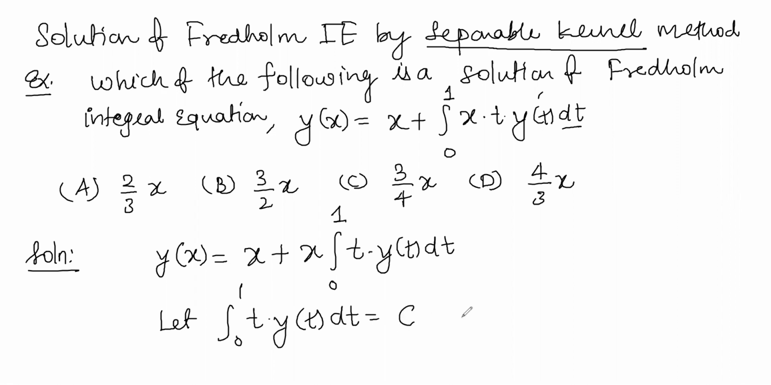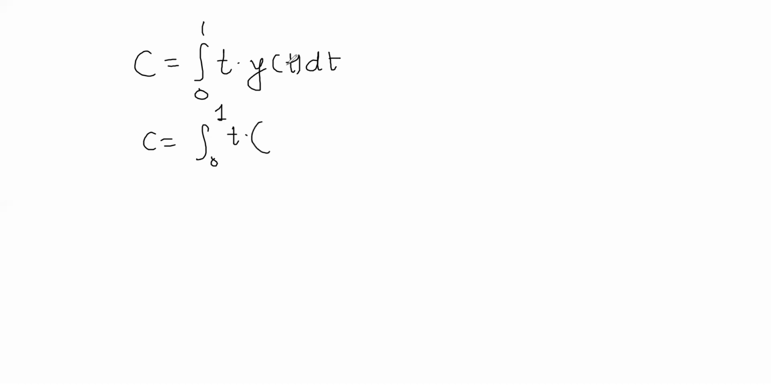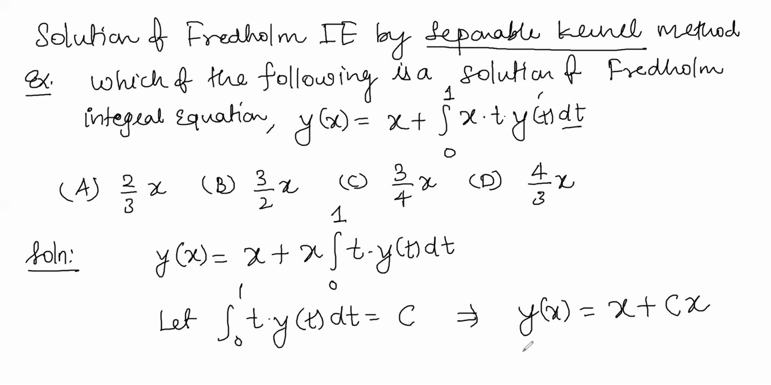Now substitute here again. So this implies your y of x becomes x plus cx. Okay, because this quantity right here is c and then x. So y of x is nothing but x plus cx. This is what we have. And now let's get back. So my c was nothing but integral 0 to 1 t into y of t dt. So c equals integral 0 to 1, this is t. What is my y of t? So y of t is this. Okay, here at the place of x, if you write down just t, you get your y of t. It will be t plus ct.